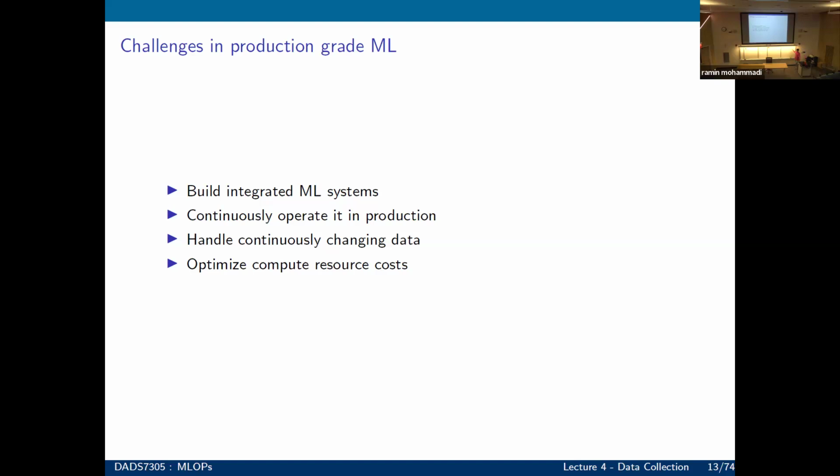I'm not talking about the model training. Maybe if you change something in the pre-processing, you need to do retraining on your model, but I'm talking about how the components interact with each other and how the data will be passed from one component to the other. Be sure that you can continuously operate in production. You can handle continuously changing data.